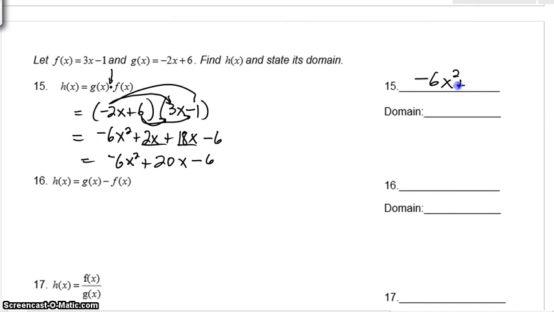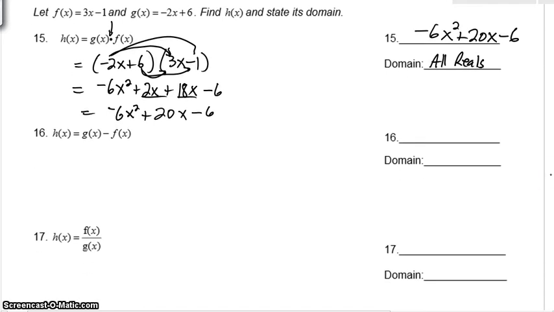So just follow those directions. There's no way any x value could ever cause an error. You never would divide by 0. You'd never have a negative inside of an even radical. Your domain will be all reals.